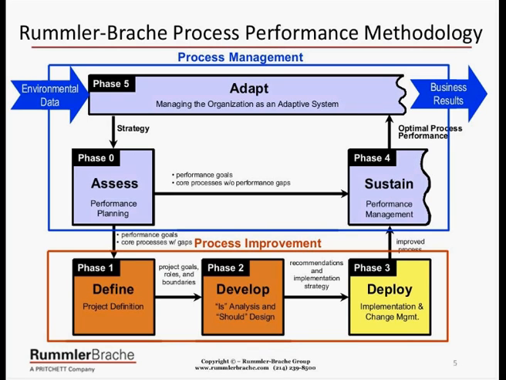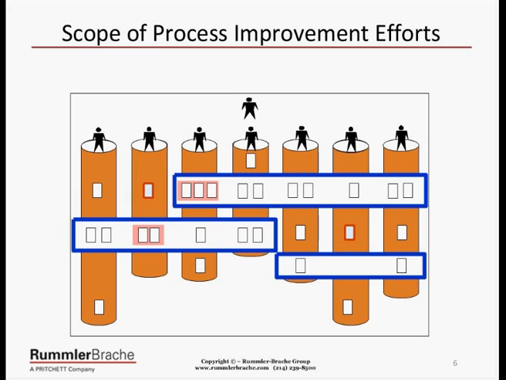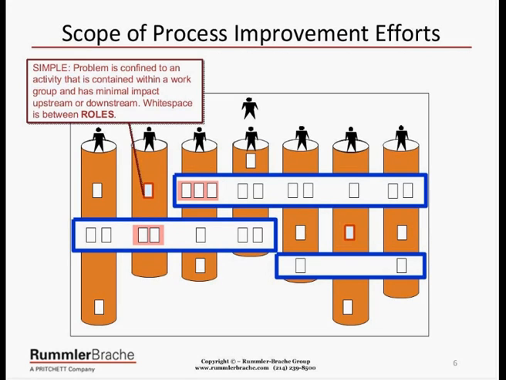So, what are some of the scopes of process improvement effort? We have what we call simple, and if you look at this model, the cylinders are supposed to represent organizational silos, if you will, collections of people reporting to a single manager. If you have a problem that's confined to a work group, we'll call that a simple process improvement effort. That's not really what we would call a process improvement in our terminology. That's fixing something that's broken inside a process. So the process itself may not be broken, it just needs to be repaired.